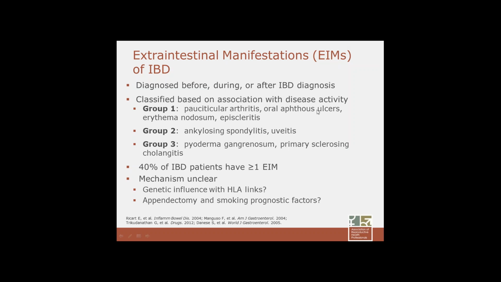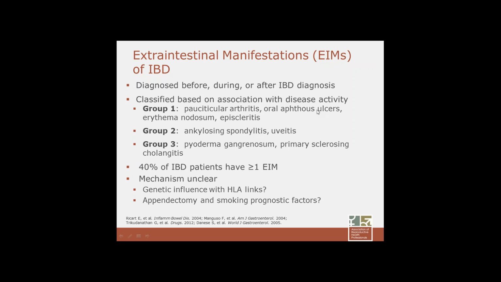If it's small joint arthritis, oral aphthous ulcers, erythema nodosum, or episcleritis, it turns out that ankylosing spondylitis and uveitis are independent of what's happening in the bowel, as are pyoderma gangrenosum and primary sclerosing cholangitis. And it's interesting that 40% of patients have one or more of these manifestations, and that the mechanism really is unclear. It might be because of genetic influence.